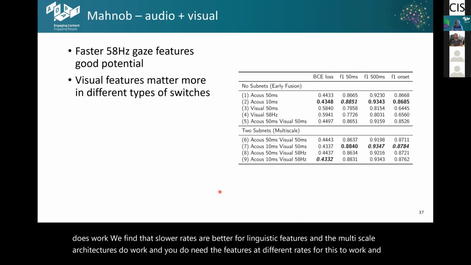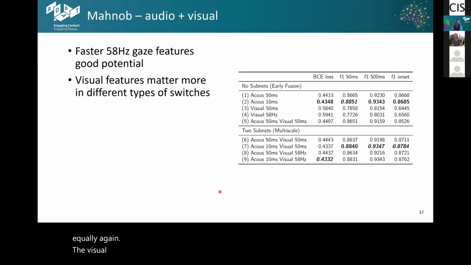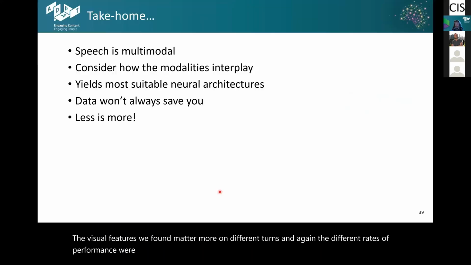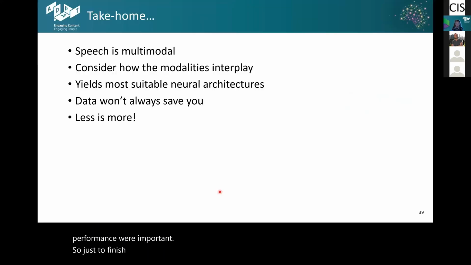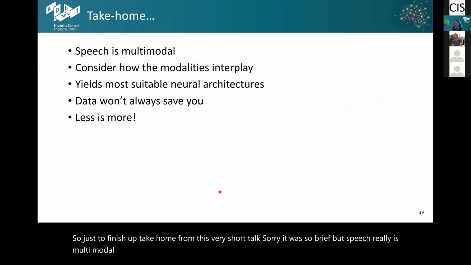So just to finish up, the take home from this very short talk, sorry it was so brief, is that speech really is multimodal, and you have to consider how the different modalities for speech interplay, because that's always going to lead you towards a neural architecture that's more suitable for what you're trying to model. Putting more data into it is not always going to save you. And if you really understand the signal that you're dealing with, you may find you can learn from less data.